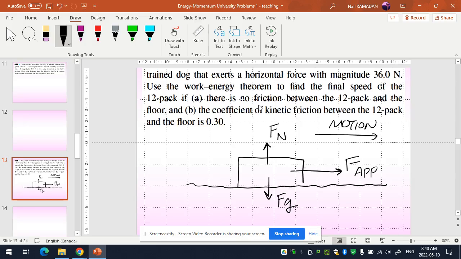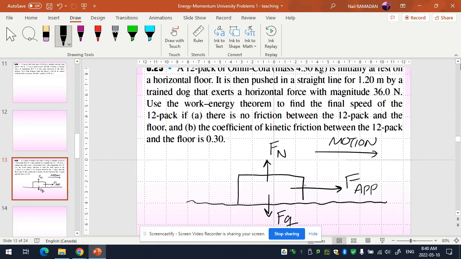Okay. So what numbers do we know in the problem so far? What numbers are we given in the problem, Ahmed? We know the initial speed was 0. What else do we know? The distance is 1.2 meters, and we know that the constant force is 36 newtons.